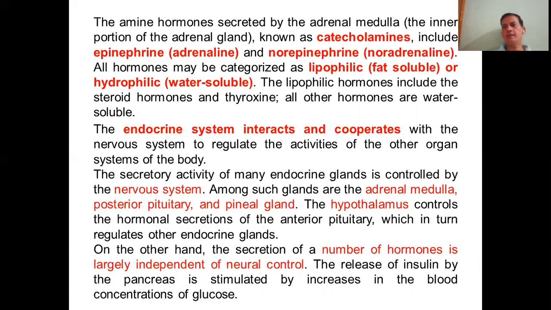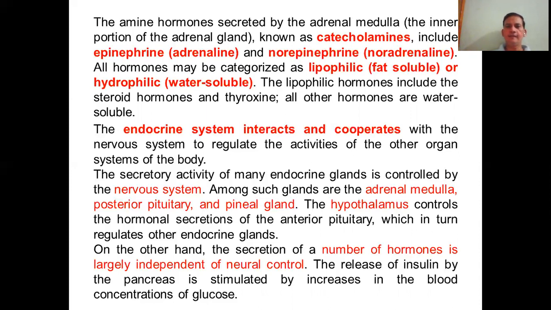The secretory activity of many endocrine glands is controlled by the nervous system. Among such glands are the adrenal medulla, posterior pituitary, and the pineal gland. The hypothalamus controls the hormonal secretion of the anterior pituitary, which in turn regulates the other endocrine glands. Ultimately, the hypothalamus controls the anterior pituitary, and the anterior pituitary regulates the secretion of hormones from the other endocrine glands.